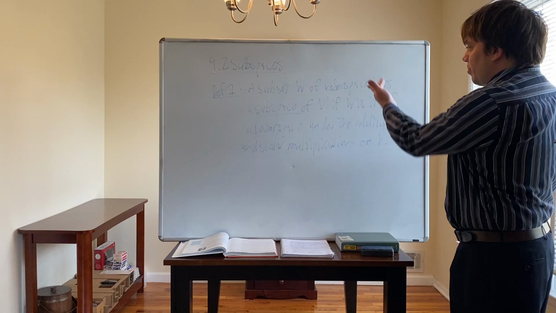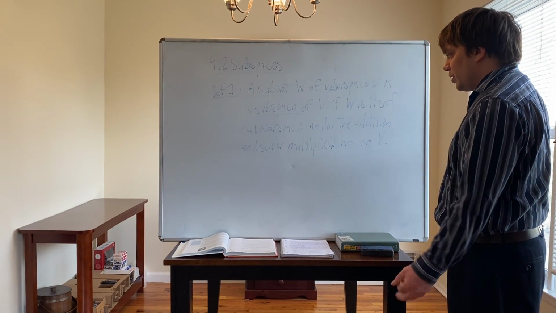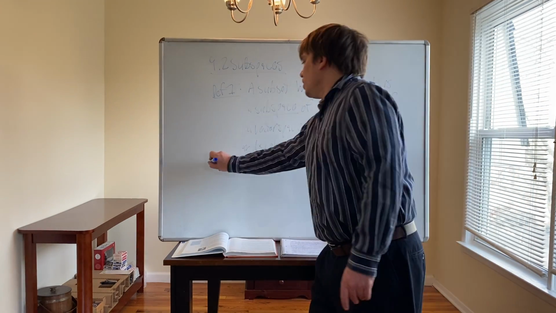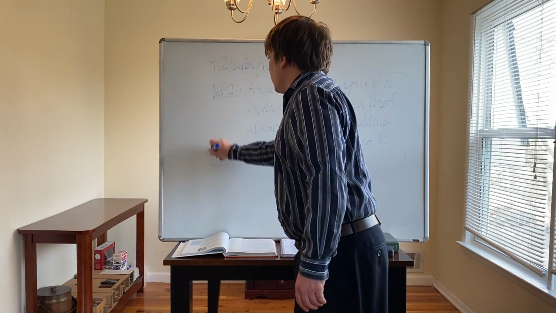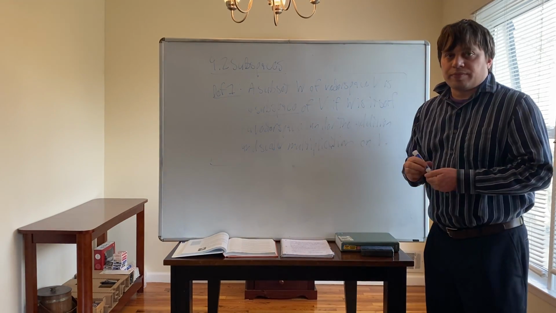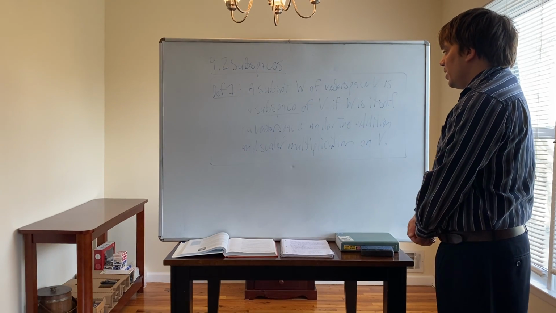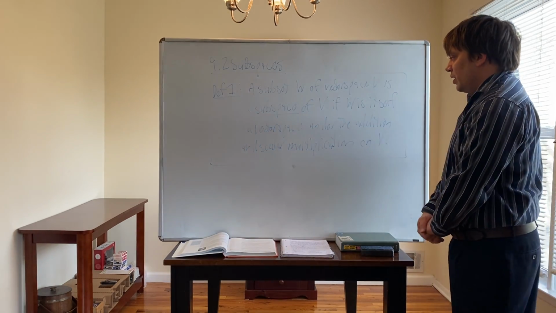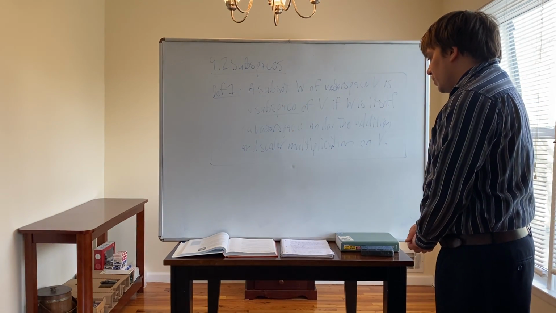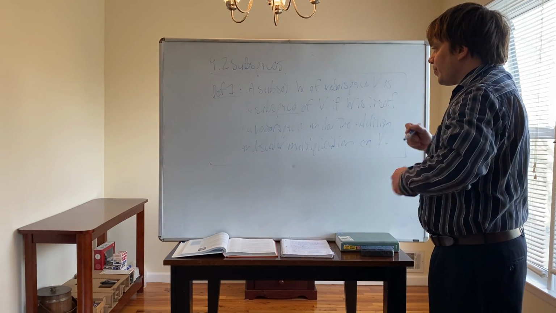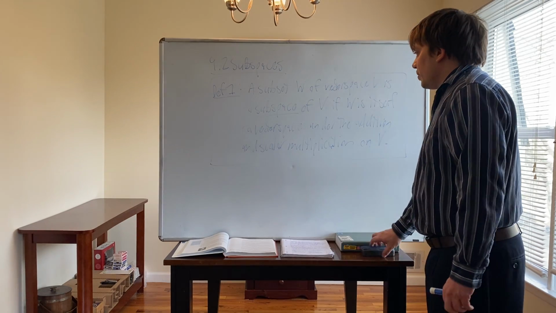Okay, so a subset W of a vector space V is a subspace of V if W is itself a vector space under the addition and scalar multiplication on V. So this is the definition of a subspace of a vector space.